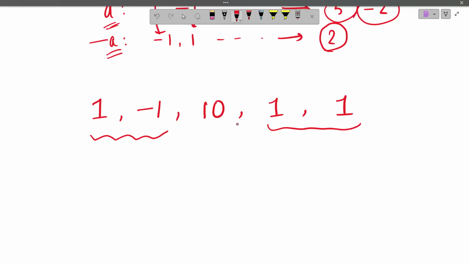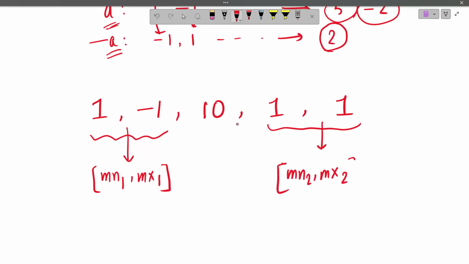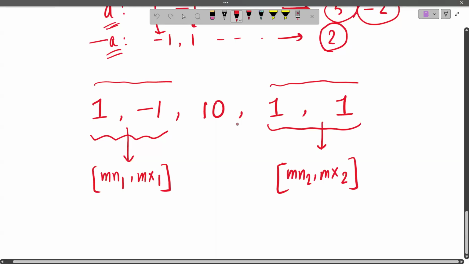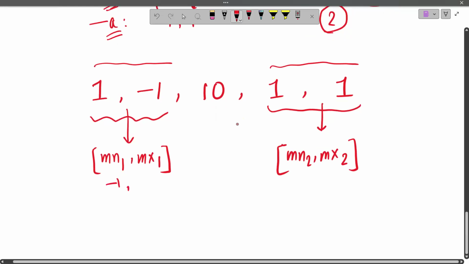So you could first invoke Kadane's algorithm separately on these two arrays, and suppose you get some mn1 to mx1 here. So you know all values between mn1 and mx1 are possible. Also, all values between mn2 and mx2 are possible. So all subarrays which are completely included in this region or completely included in this region are already covered. For example, here the value of mn1 will come -1 and the value of mx1 will come 0, right? Because the smallest possible subarray sum is -1, the largest is 0.